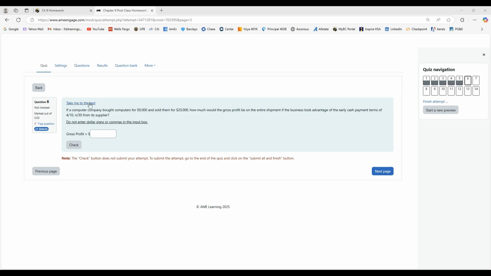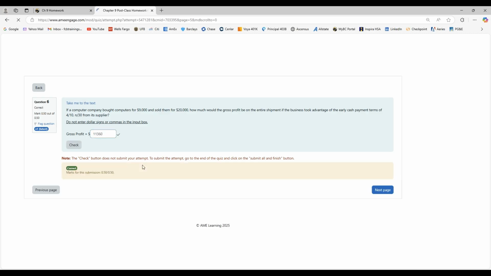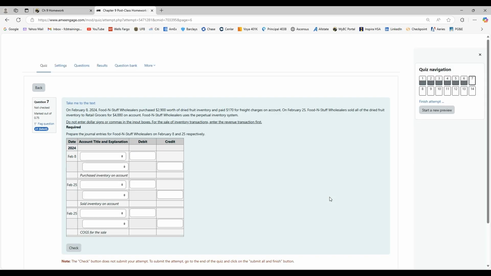And so that increases our gross profit from what would be 11,000 to 11,360. In essence, just because we were allowed, because we paid quickly, to pay less for our inventory, and so our cost of goods sold then is lower.